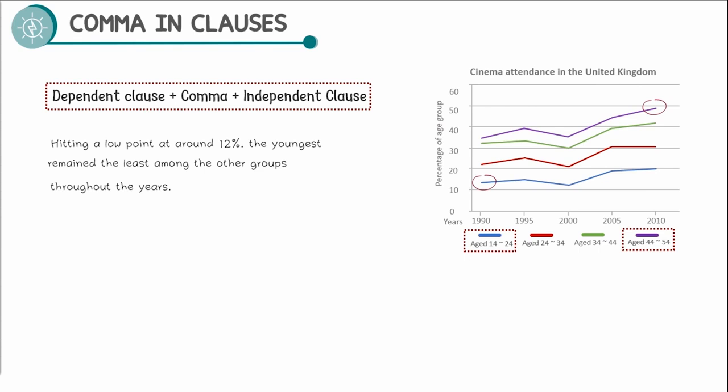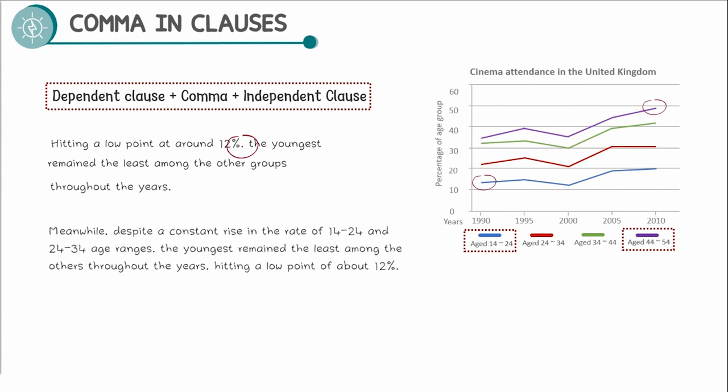The first part of the sentence, hitting a low point at around 12%, is a dependent clause, and a comma, and then the youngest remained the least among the other groups throughout the years is the independent clause. Let's have some more examples. Meanwhile, despite a constant rise in the rate of 14 to 24 and 24 to 34 age ranges, the youngest remained the least among the others throughout the years, hitting a low point of about 12%.